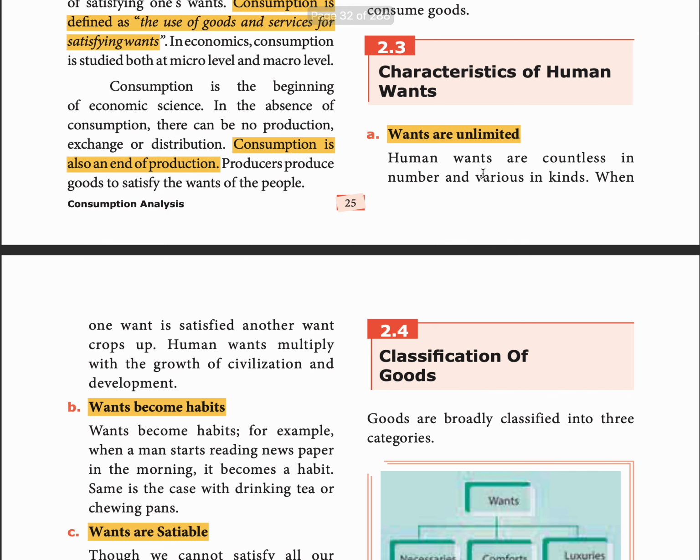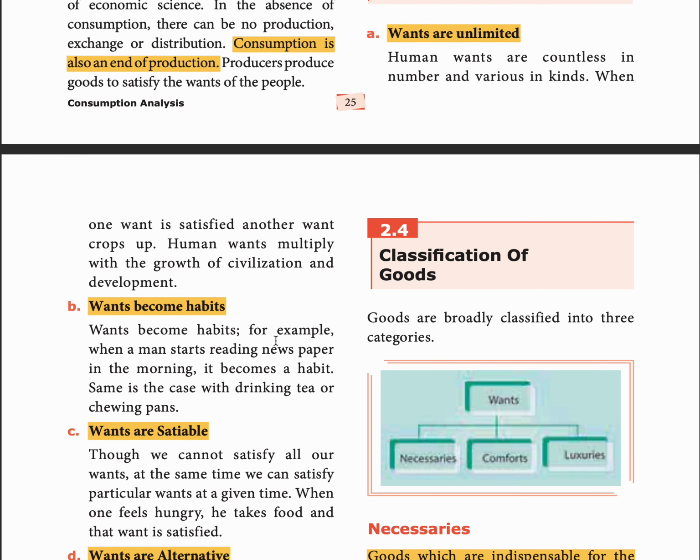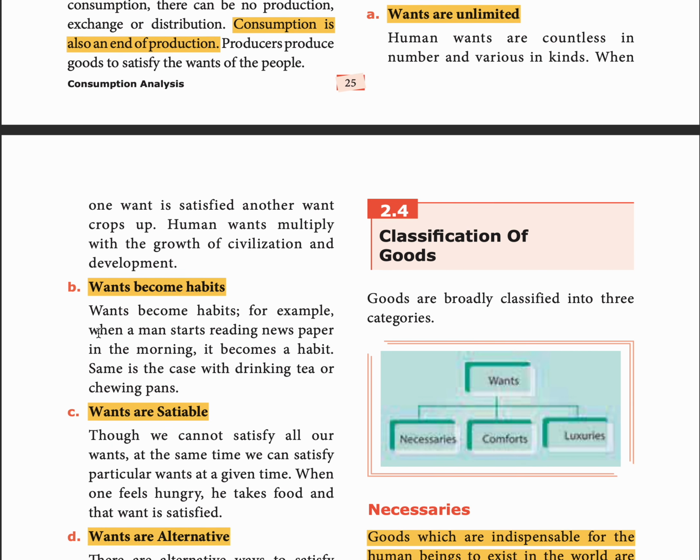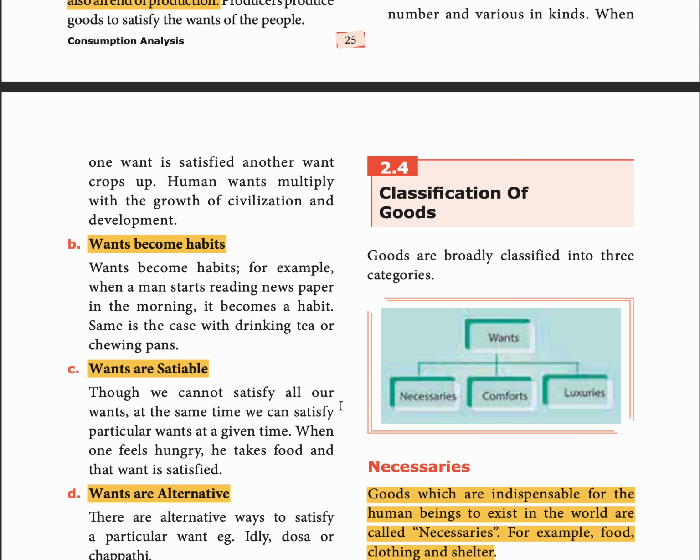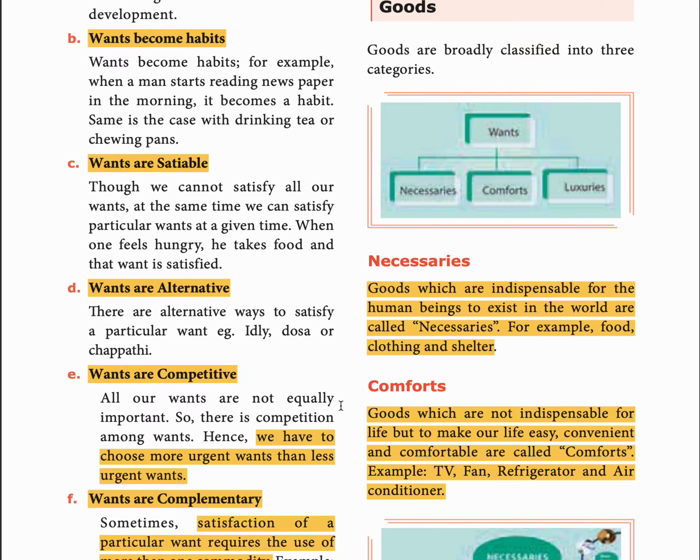If we talk about wants being unlimited, human beings have an unlimited amount of wants. It is not that wants are countable, but human beings have countless wants. Wants become habits. For example, when a man starts reading the newspaper in the morning, it becomes a habit for him, right?